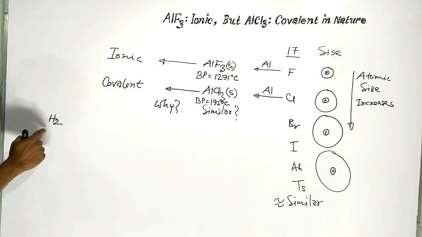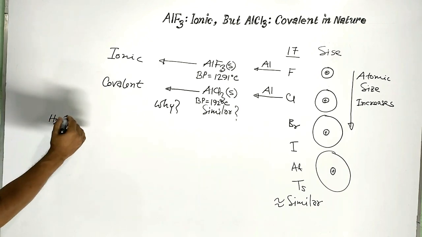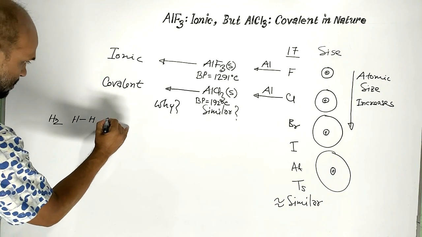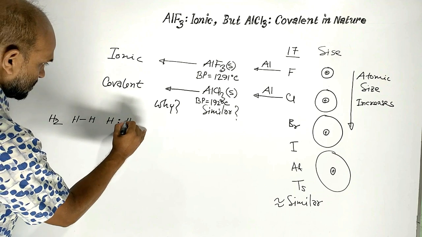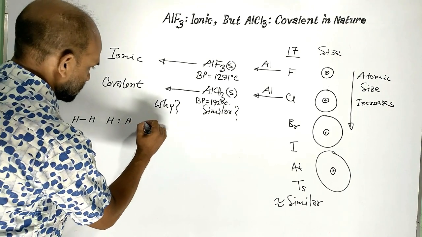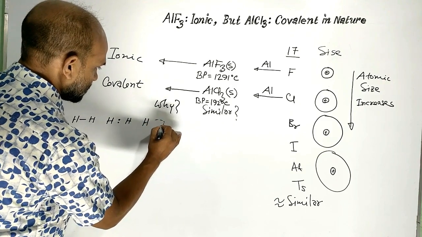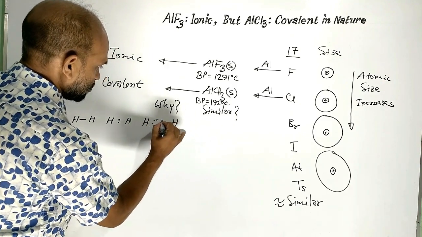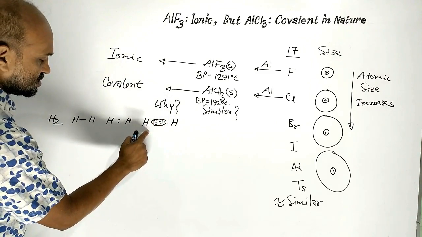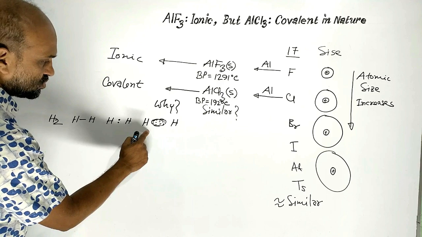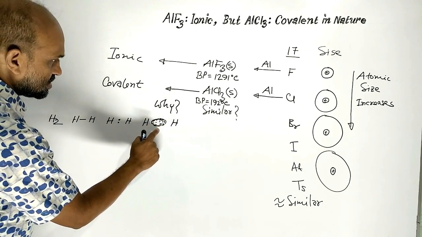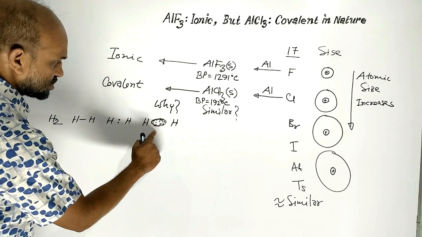Hydrogen, a complete covalent compound. This is the structural formula. Electrons are in the middle of these two atoms. This can be shown in this way as an electron cloud. When a compound is a completely covalent compound, the electron cloud remains exactly in the middle of these two atoms.